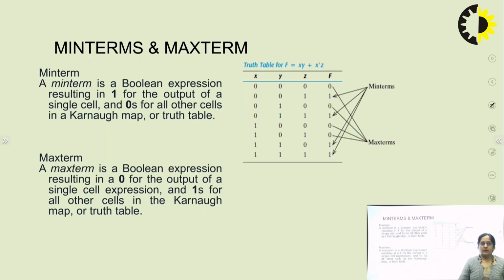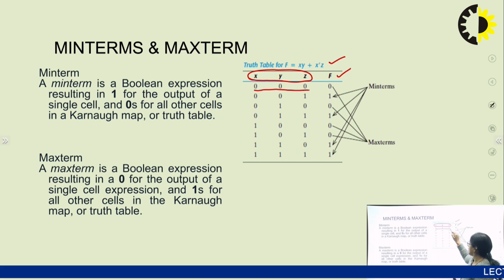So first of all, we will discuss what is min term and max term. As I told you, we have to first go through the truth table. Here, for example, this truth table has 3 variables x, y, z, and the function has 2 outcomes, either 1 or 0. For the input combination 0, 0, 0, the output of the function is 0. So this 0 is considered as a max term.